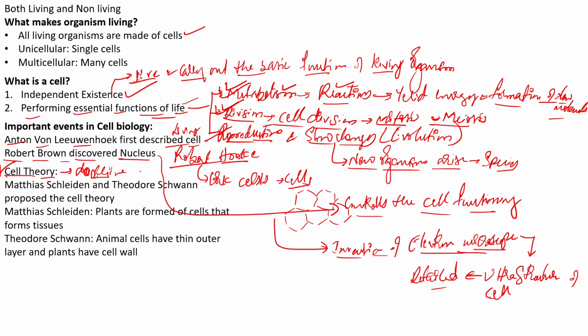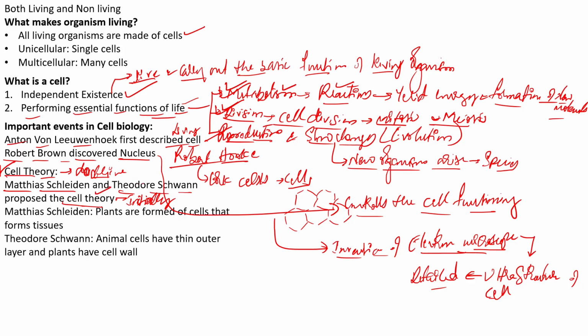There are two important scientists here. The first is Matthias Schleiden, a German botanist, and the other is Theodor Schwann, a British zoologist. These two people were involved in the formation of the cell theory initially. In the beginning stages, these two formulated the cell theory for the first time.